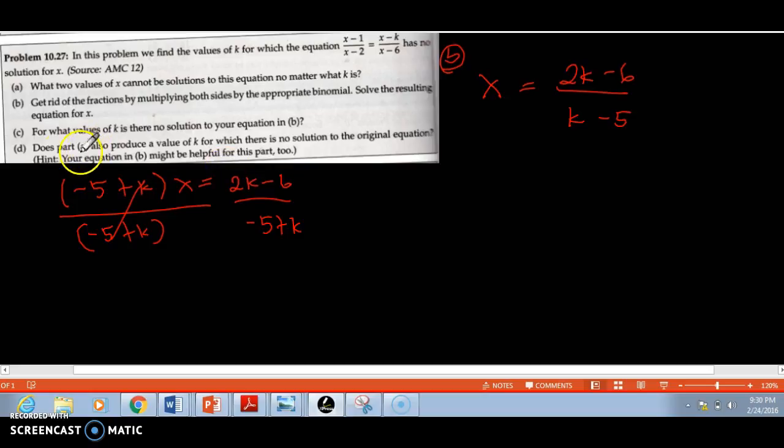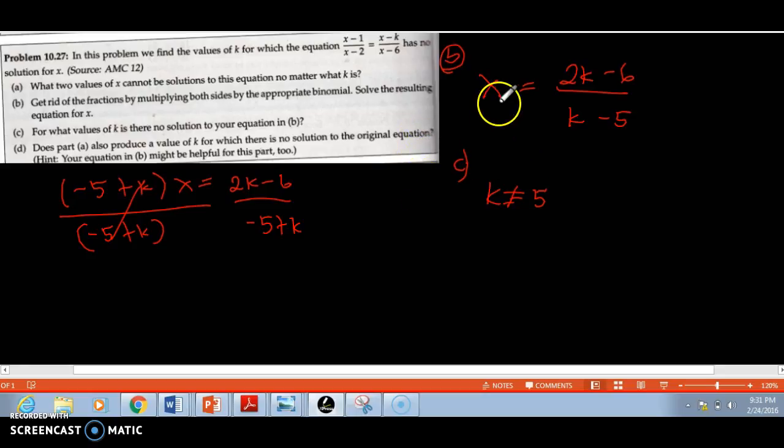All right, part C. Part C says, for what values of k is there no solution to equation B? Now remember, you will not have a solution if your denominator is equal to 0. So therefore, this is letter C, your k cannot be equal to 5, because if this is 5, 5 minus 5 becomes 0.